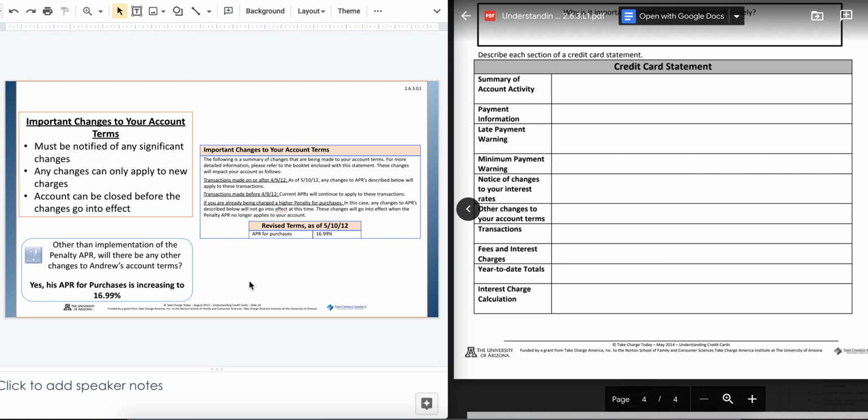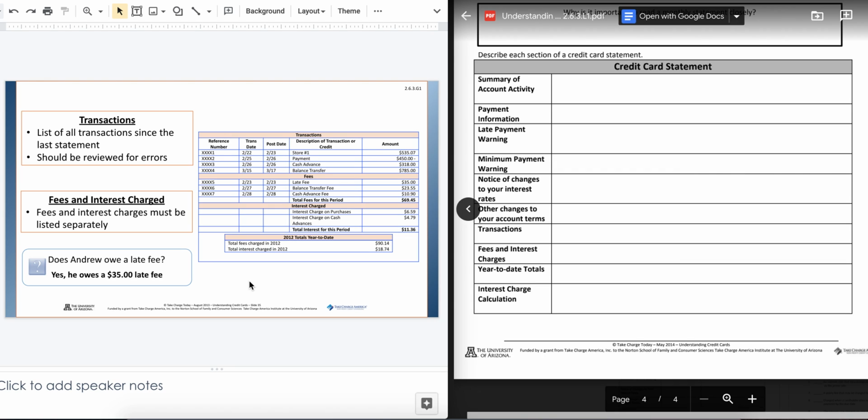It will identify any important changes that I need to be aware of for my account. They have to notify me of these changes before they happen. And by putting them in my credit statement, that is how they are notifying me. So if I'm not checking, they are still notifying me. They cannot get in trouble for making these changes because they did tell me and it was on my account or on my statement.